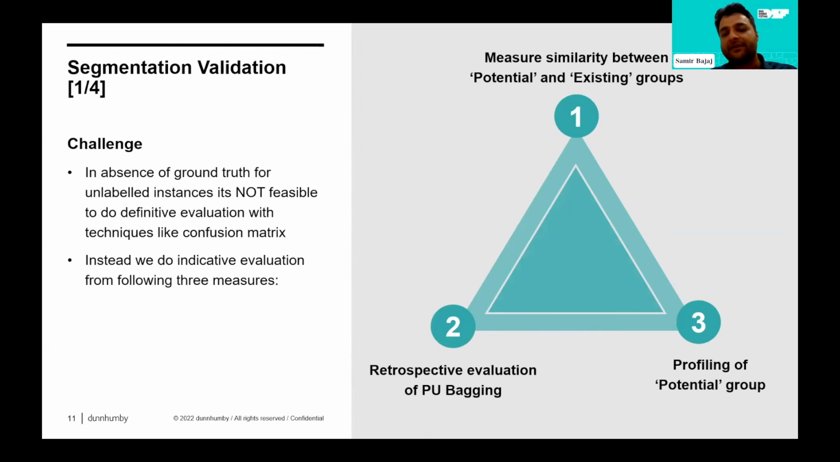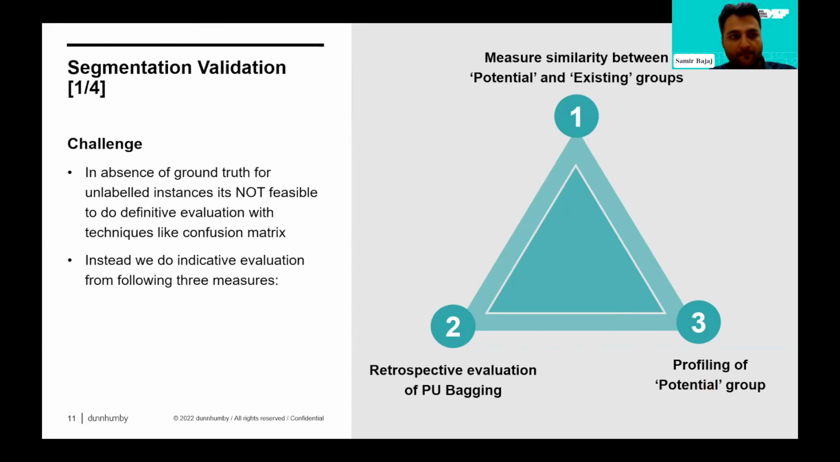And finally, we do the profiling of the potential group vis-a-vis the unlikely group, whether it makes sense or not, whether it passes the sense check by the market leads. So we do these 3 checks to validate the segmentation. Again, I want to emphasize this validation is only indicative. It cannot be definitive because we don't have the ground truth available. We don't know whether the customers which we are tagging potential will shop online in future or not. At this time, we don't know.